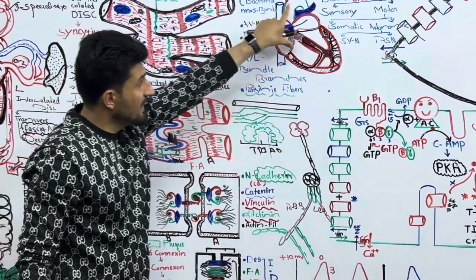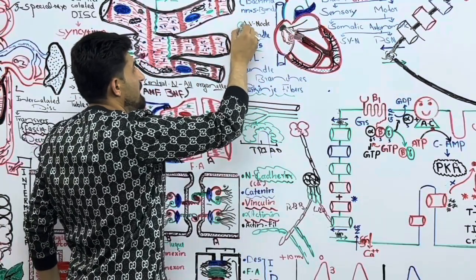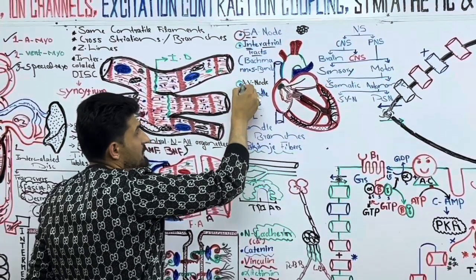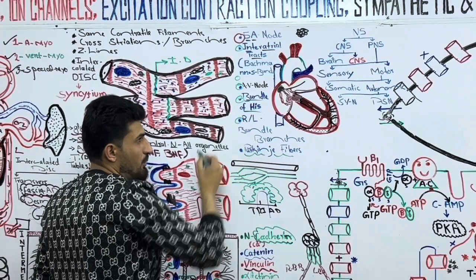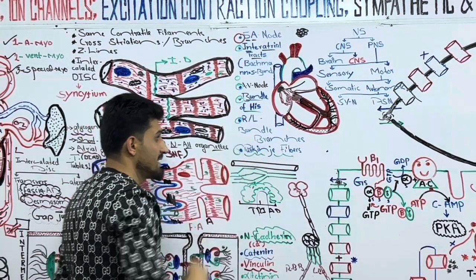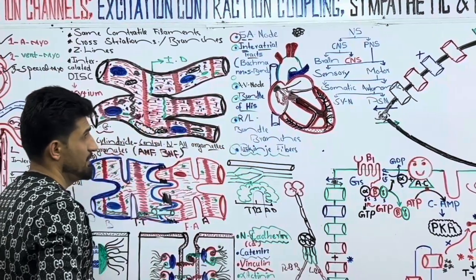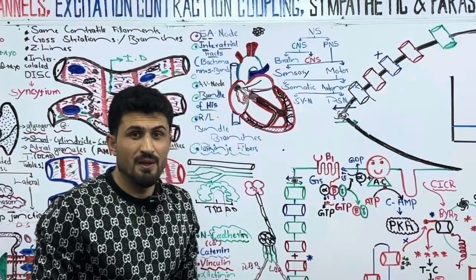So collectively, the conductive system of the heart is made of the SA node, the AV node, the interatrial pathways, the internodal pathways, the bundle of His, the right and left bundle branches, and the Purkinje fibers. Now let me explain all of them one by one and what specificity they have.